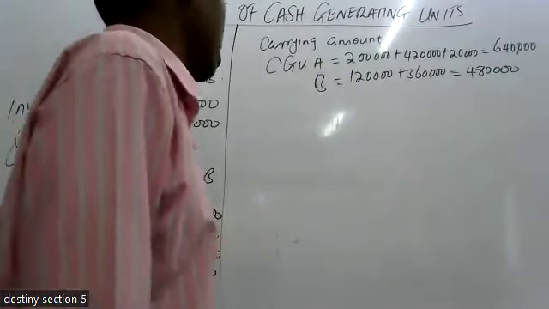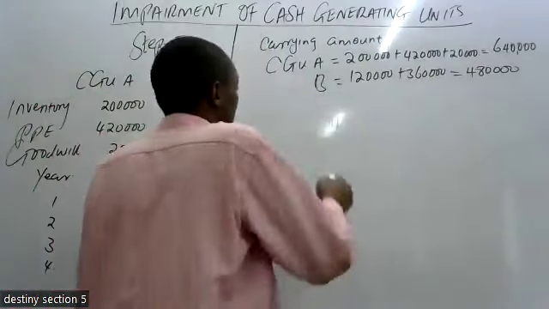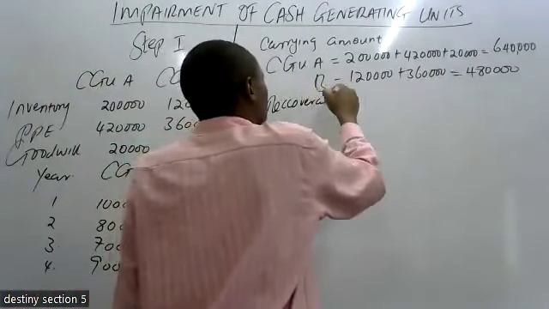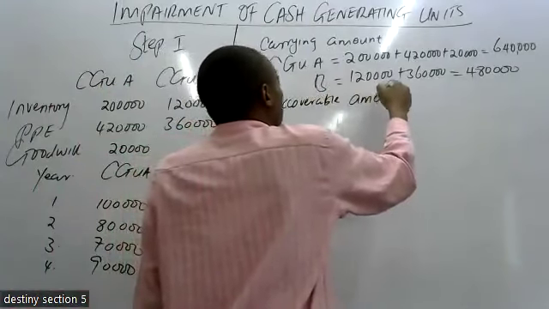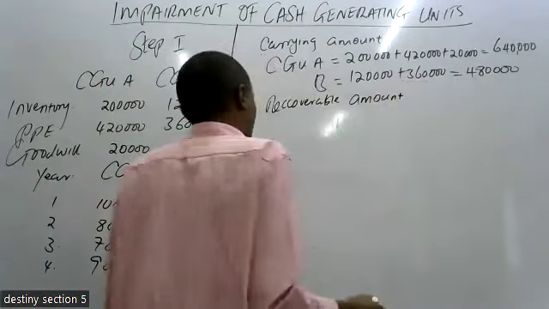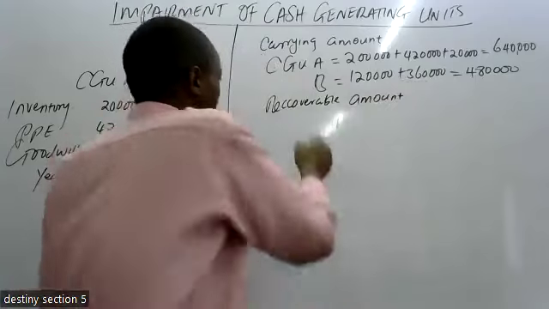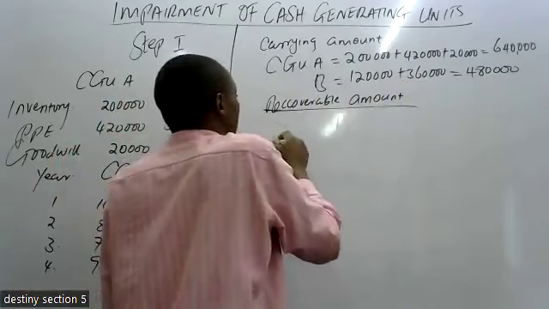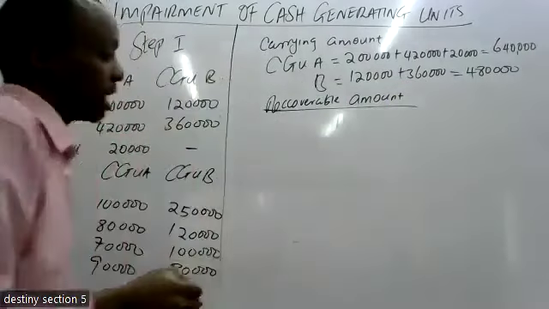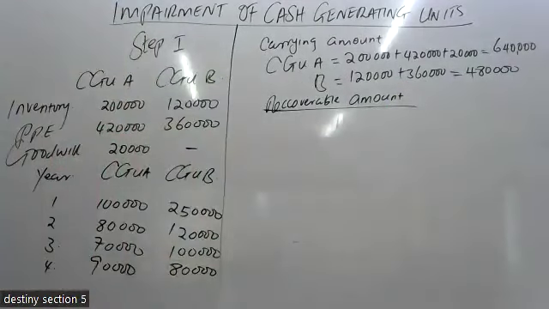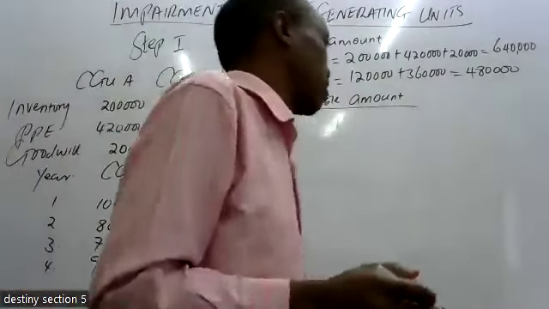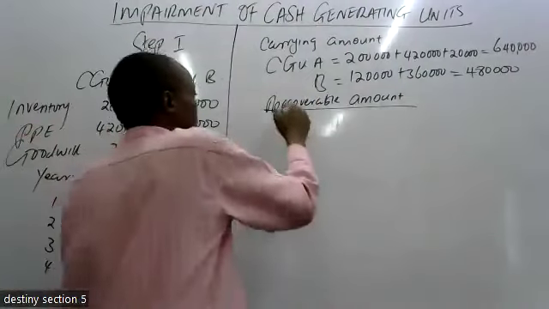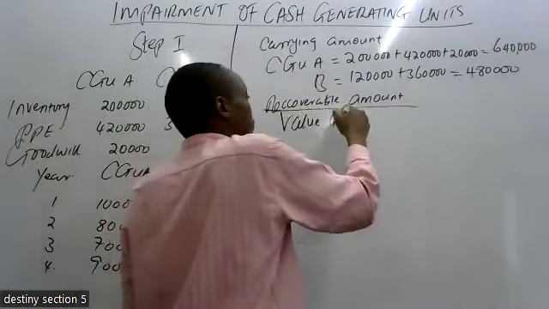Then we get the recoverable amount. You can do them simultaneously. Recoverable amount, we said last time, is the higher of the net realizable value and the value in use. Let's start by getting the value in use.